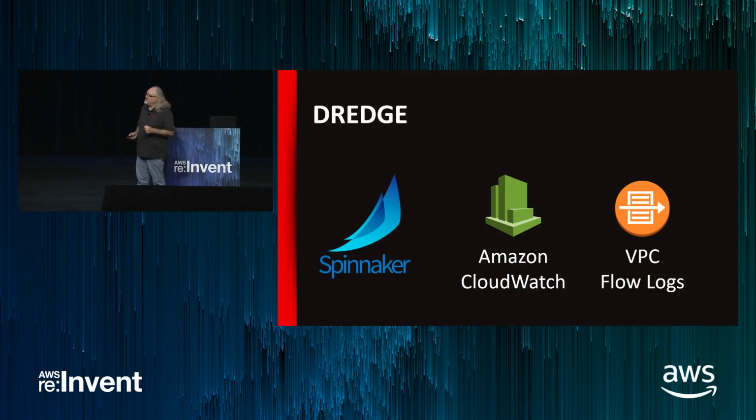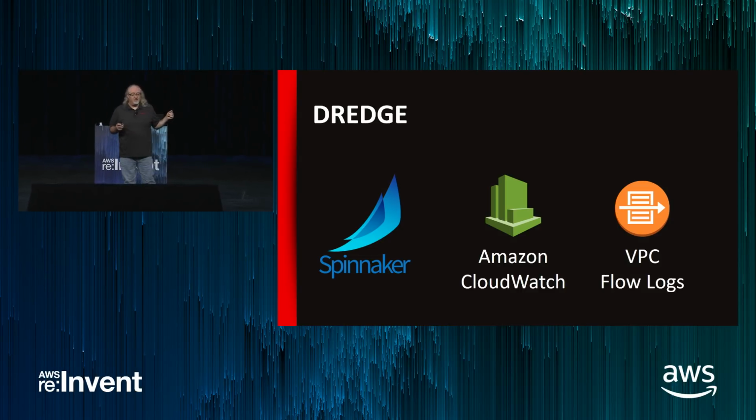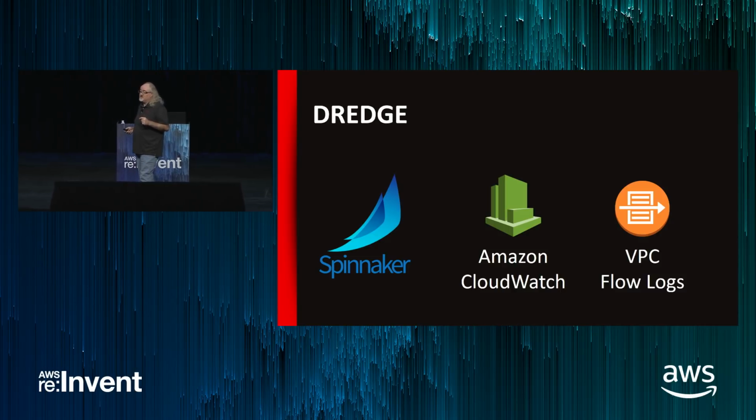One of those examples that I like is a piece of software called Dredge. What Dredge does is it goes through VPC flow logs. VPC flow logs give you information about every connection between every network interface in your VPC. We also use some CloudWatch logs, and we enrich that data from our deployment system called Spinnaker. And what it fills in is a gap in network understanding.